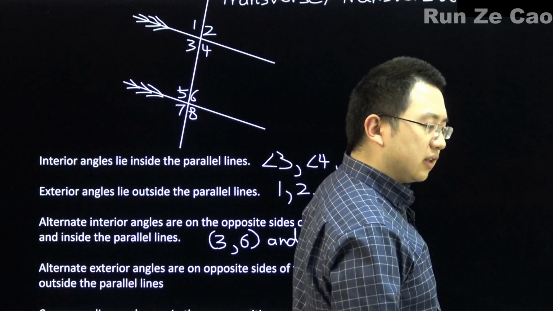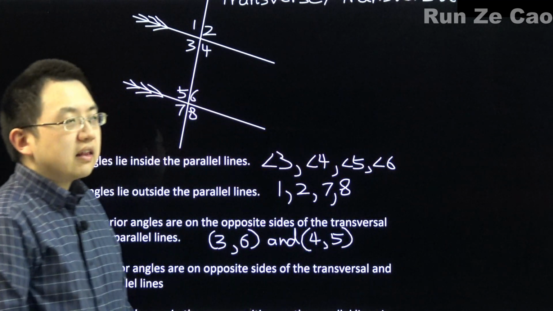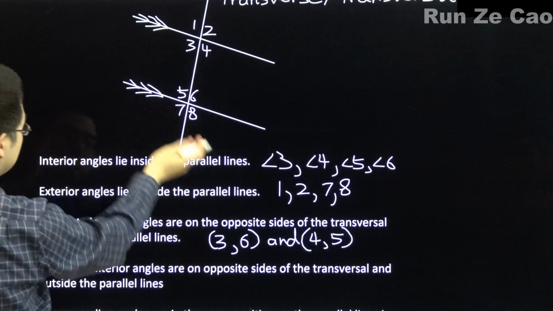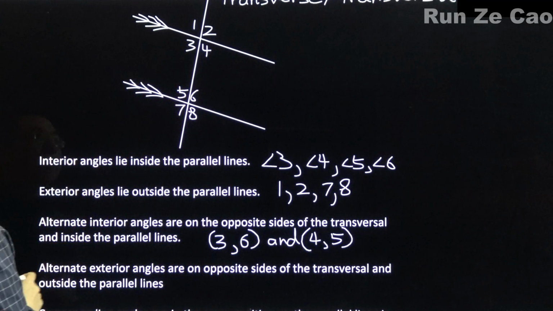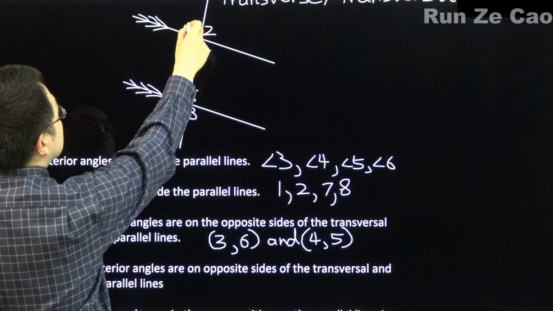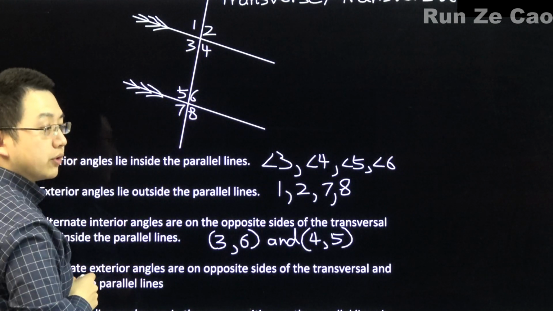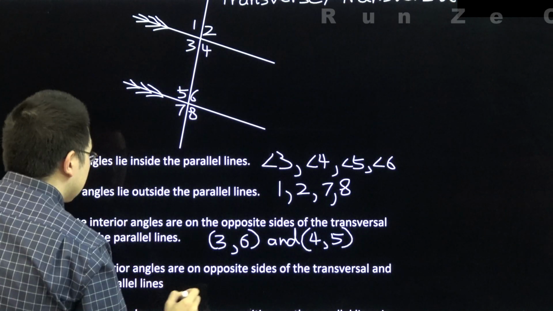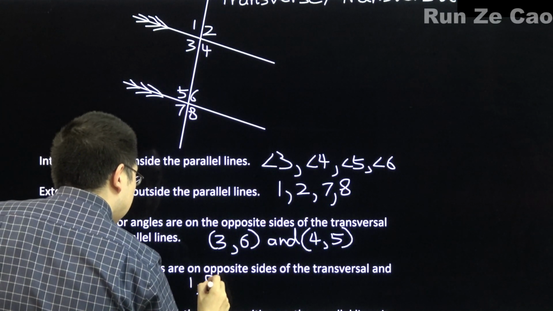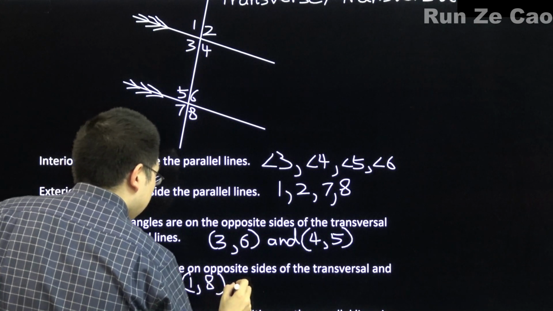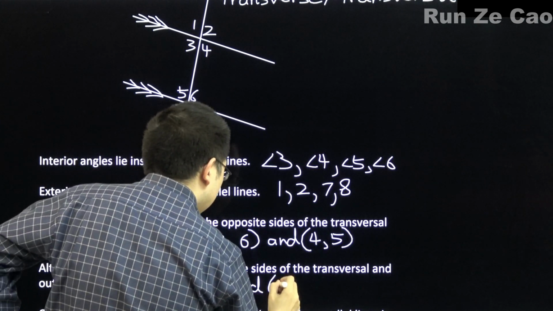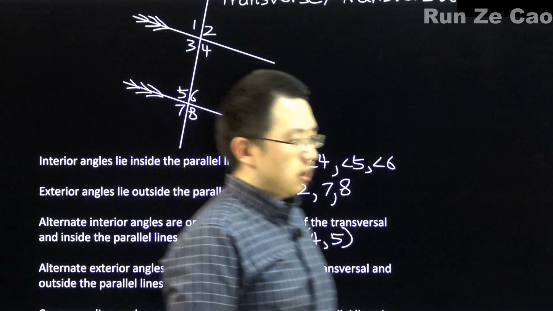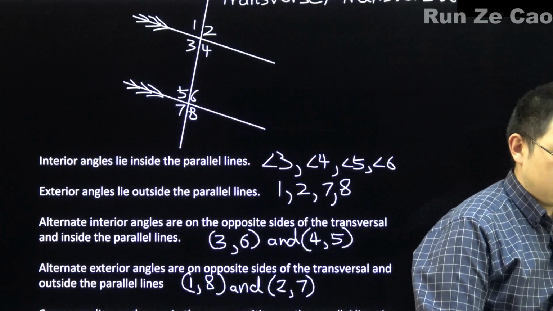So if the alternating interior angles are equal, what does that say about the alternating exterior angles? So they're on opposite sides of the transverse and they're outside the parallel lines. Well, aren't they equal to the corresponding opposing angle? This means that 1, 8 and 2, 7 are also equal pairs. They're alternate exterior angles.